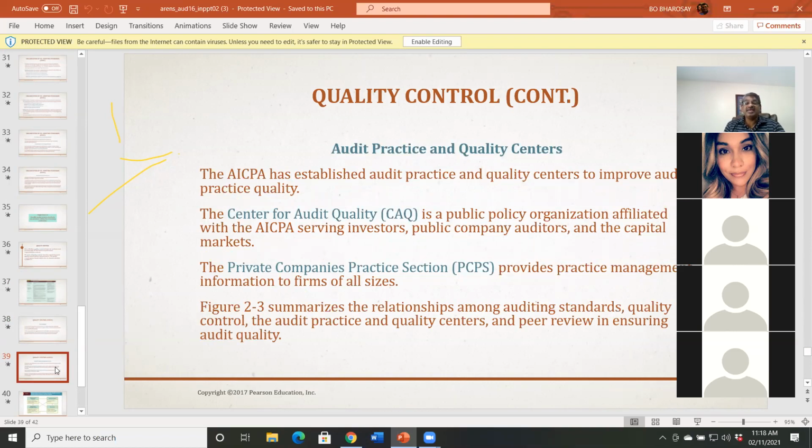The AICPA established audit quality centers to improve audit practice quality. The Center for Audit Quality, CAQ, is a public policy organization affiliated with the AICPA. The Private Company Practice Section, PCPS, provides practice management information to firms of all sizes.